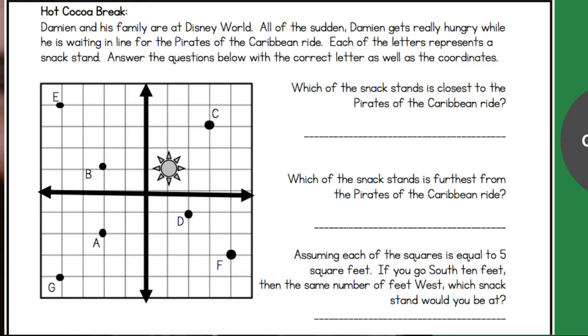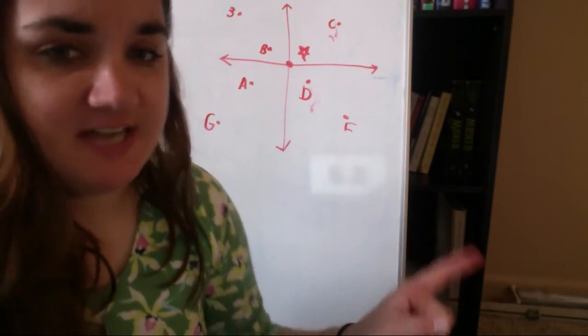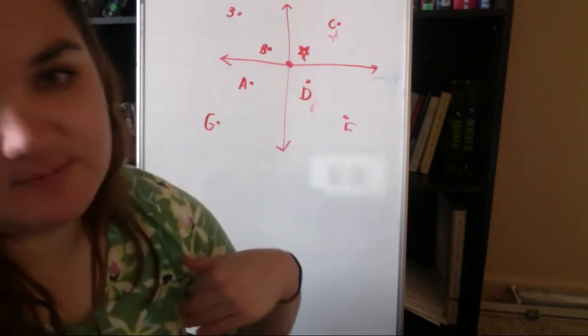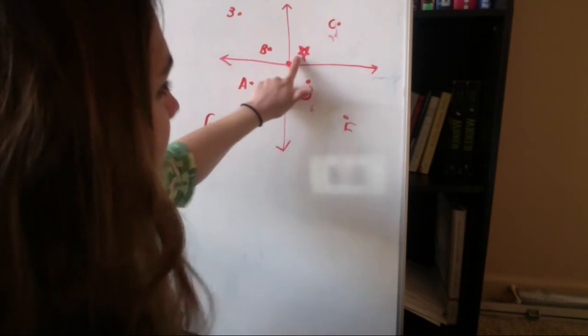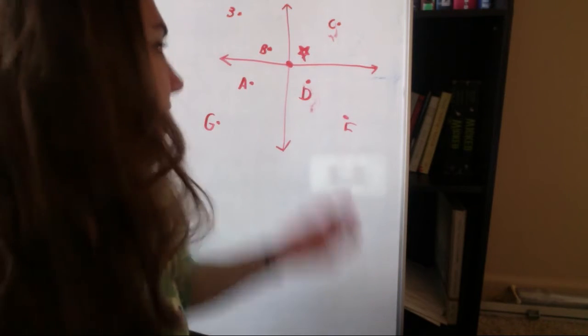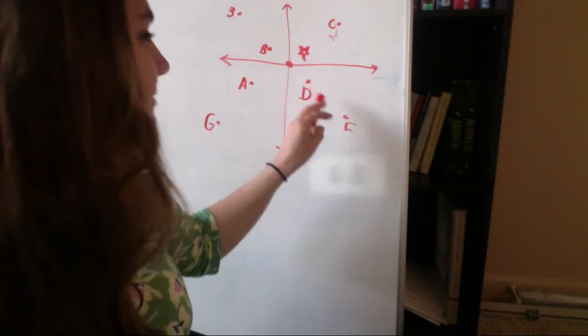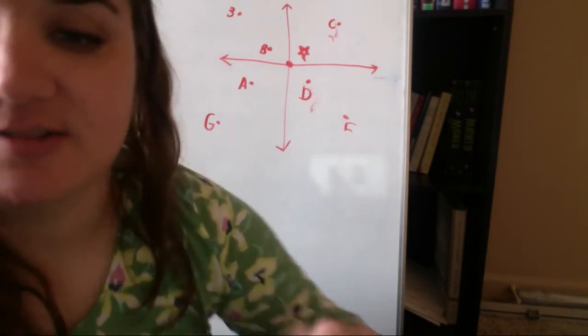So, the first question says, which of the snack stands, so each of these dots represents a different snack stand, are closest to the Pirates of the Caribbean ride? So right now, just looking at my makeshift graph, I'm hypothesizing that it's B. My second choice would probably be D or C. So I'm going to check those out.